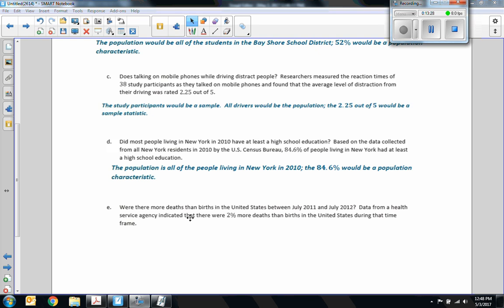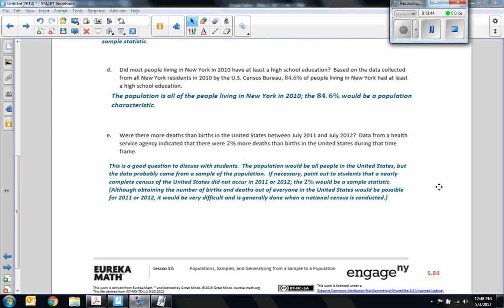E, were there more deaths than births in the United States between July 2011 and July 2012? Data from the Health Service Agency indicated that there were 2% more deaths than births in the United States during that time frame. Okay, so here it says that this is a good question to discuss with students. The population would be all people in the United States, but the data probably came from a sample of the population. If necessary, point out to students that the nearly complete census of the United States did not occur in 2011 or 2012. The 2% would be a sample statistic.